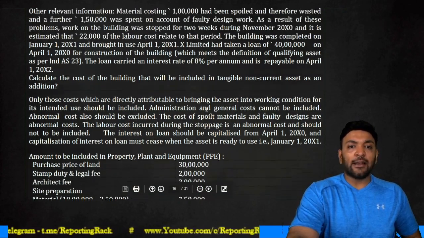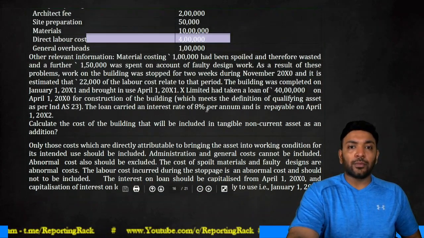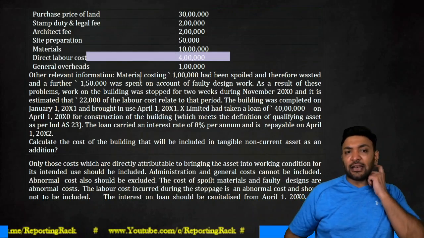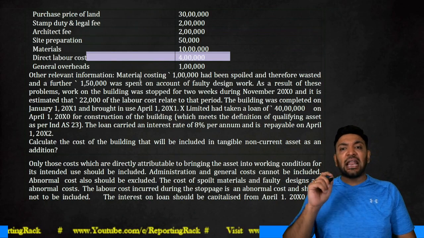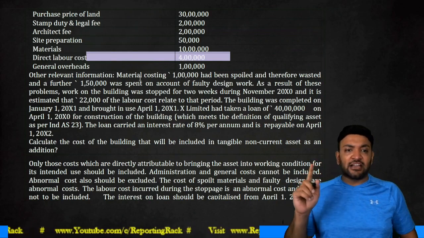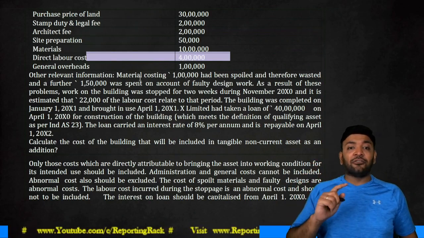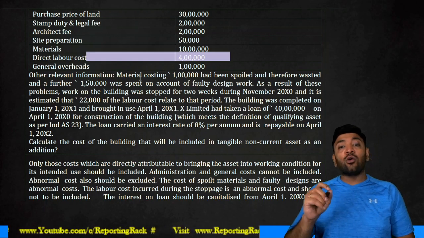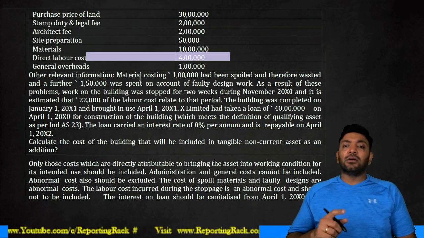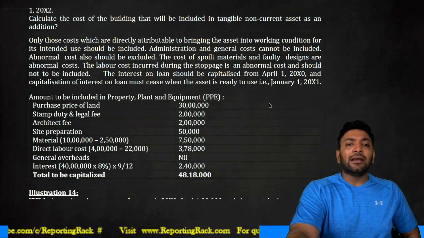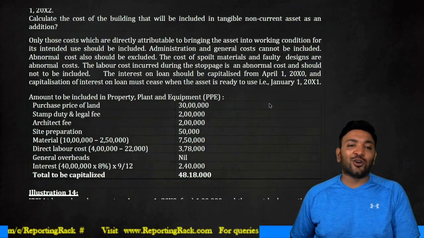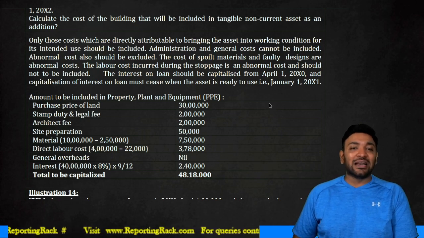Yes, guys. So look at it. Guys, we haven't used this 1 lakh 50, right? Therefore, look at that. Material costing 1 lakh was spoiled and therefore wasted. Further 1 lakh 50 were spent on account of faulty design work. Doesn't look like to be excluded, guys. Okay. He added up even purchase price of land also, which is wrong. That is what we have learned in the standard.